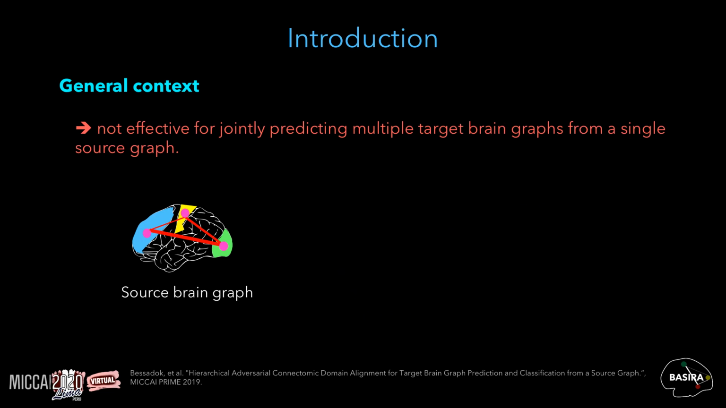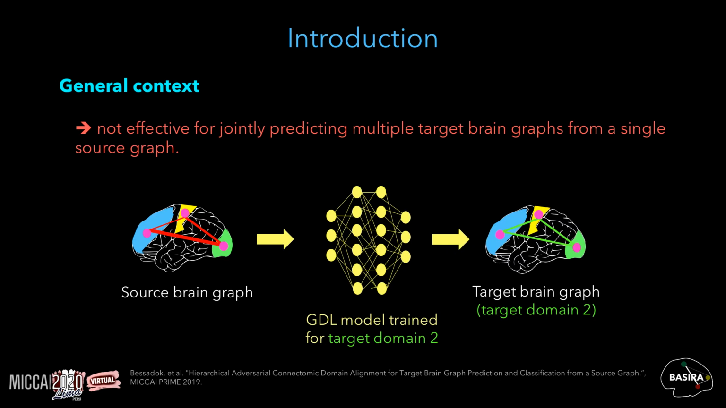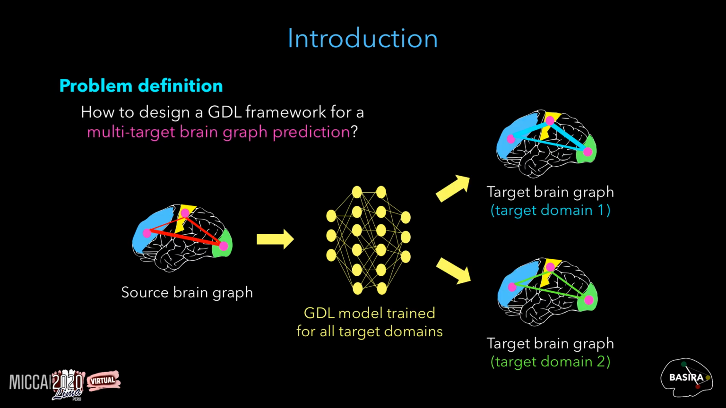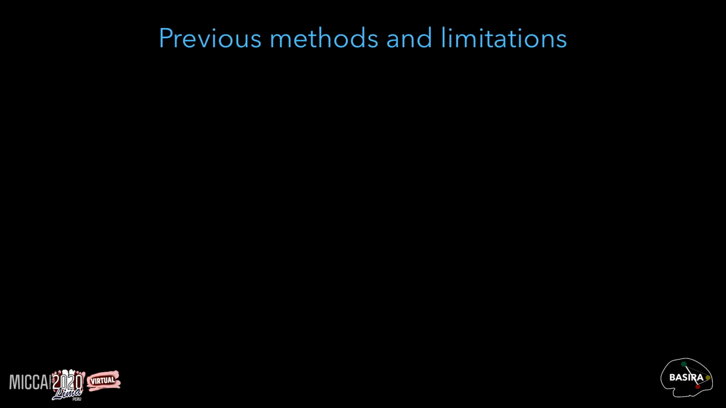For example, if we have two target graphs to predict, we need to train two distinct GDL models for each target domain. So the question we aim to answer in this work is how can we design a GDL framework for a multi-target brain graph prediction task where we train a single model for all target domains.